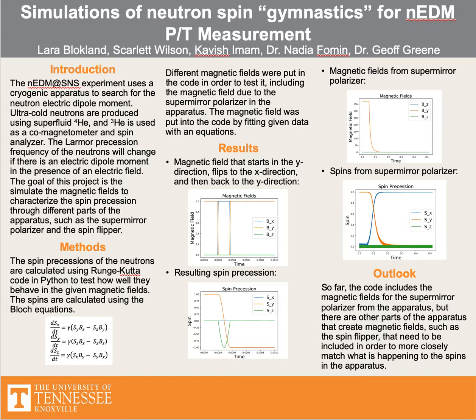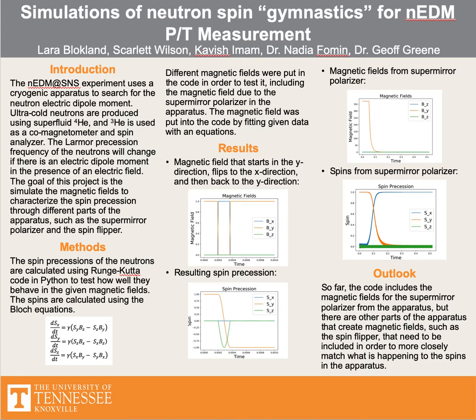The first shows a simple spin flipper. The magnetic field starts in the y direction, then changes to the x direction, then back to the y direction, while the field in the z direction stays at 0. As you can see in the spin precession graph, the spin starts out completely in the positive y direction and ends completely in the negative y direction. Thus, the spin has been flipped.